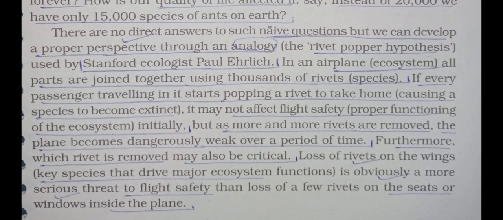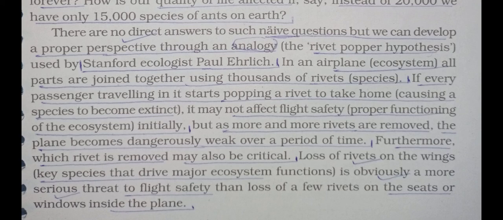We can say that there is no direct answer to such questions, but we can develop a proper perspective through an analogy. It means one hypothesis, the Rivet Popper hypothesis, which was used by the Stanford ecologist Paul Ehrlich. So two names are there. The first name was David Tilman, and the second name is Paul Ehrlich. So two names means two MCQs. Now we will talk about this hypothesis.